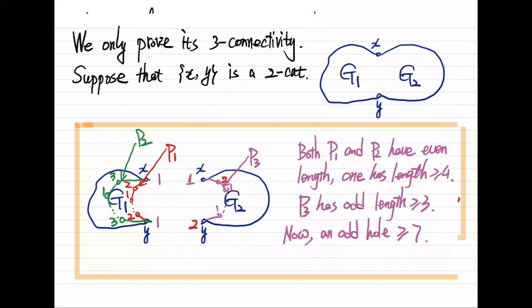And in G2, there is an alternating path P3 with colors alternatively 1 and 2. This path must have odd length. Since XY is not an edge, the path P3 must have odd length at least 3. So we can say either P1 union P3 or P2 union P3 is an odd hole of length at least 7. This shows that G must be 3 connected.